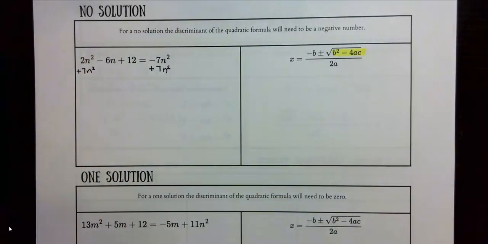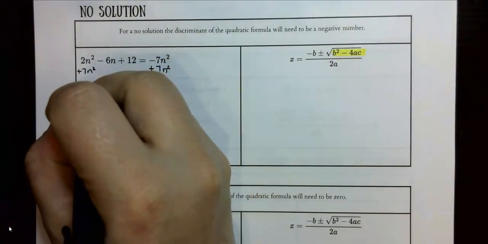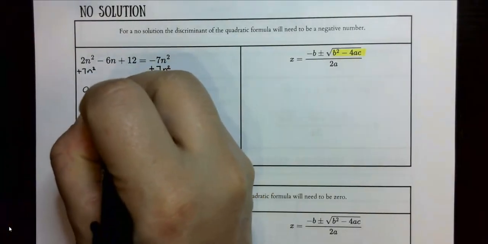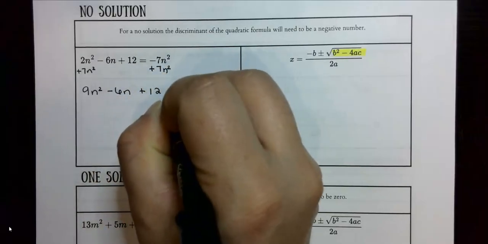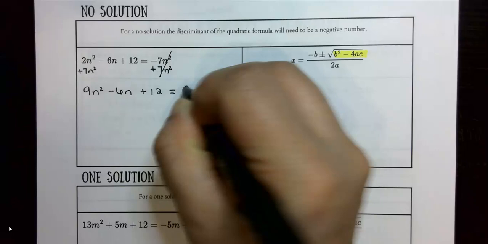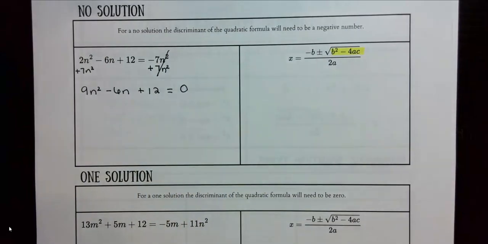And so when we combine it, it's going to give us 2 plus 7, which is 9n squared, minus 6n plus 12, and this cancels out, leaving us a 0. Okay, so it's in standard form now, and it's equal to 0. So we are ready to identify the a, the b, and the c value.